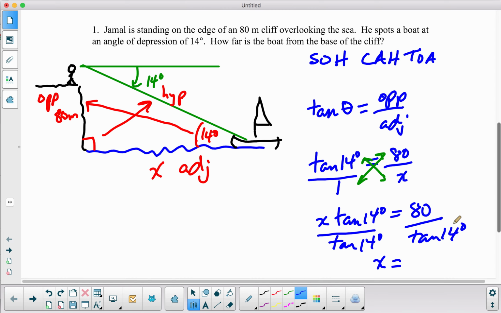And great. And hopefully by now you figured out how to punch in these trig calculations in your calculator. I'm just going to punch in 80 divided by tan 14 degrees, which is about 321 if we round it to the nearest meter. And we just write a concluding statement.